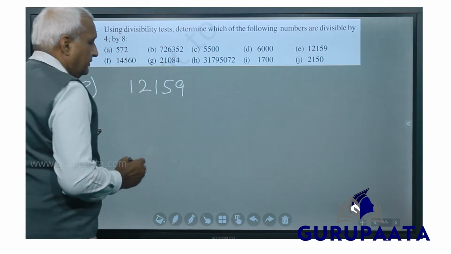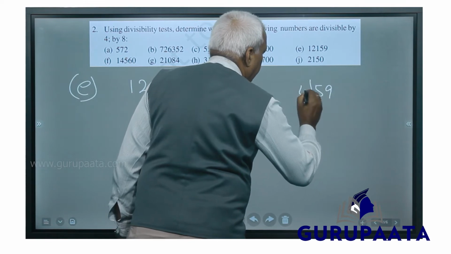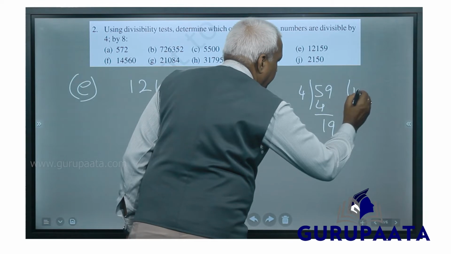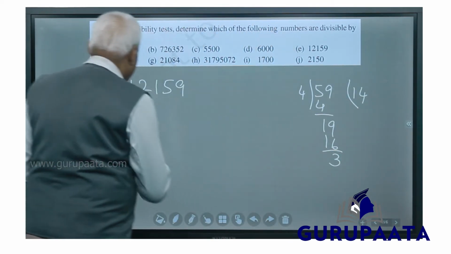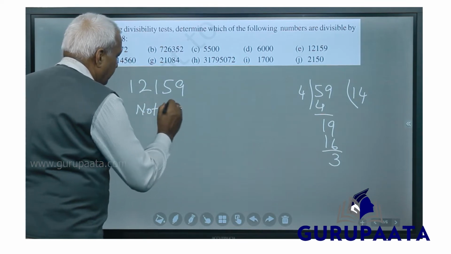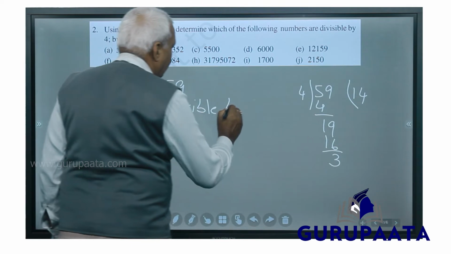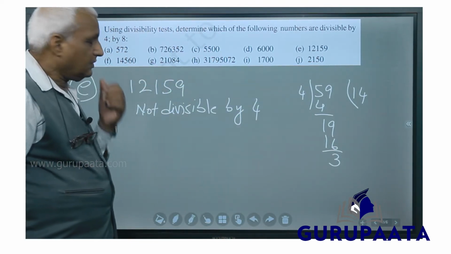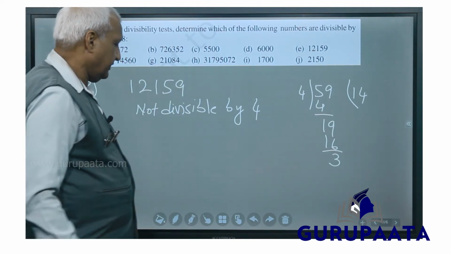Divisible by 4. Now, for 59 we will divide by 4. 4 1s are 4, 4 9s are 36. The remainder is coming 3, not divisible by 4. So, once it is not divisible by 4, it is not divisible by 8 also, but we will do it. Okay.